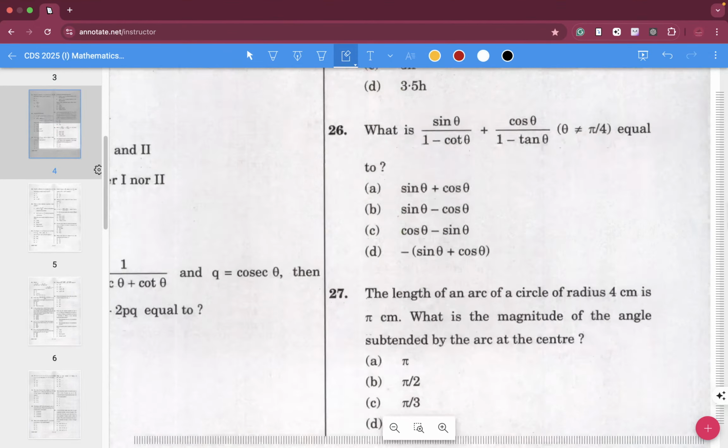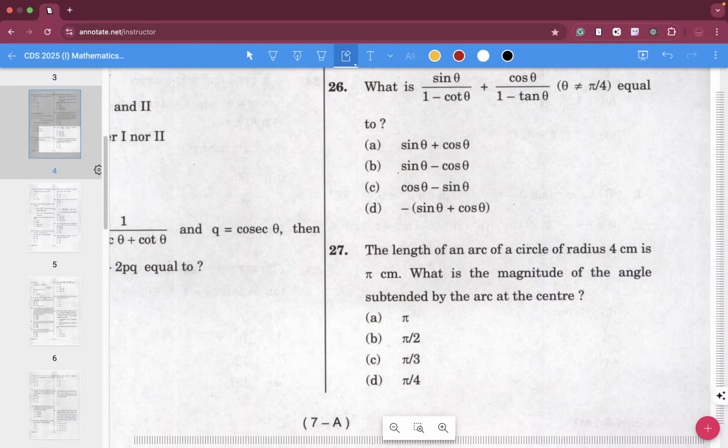In that case, they have given sin theta divided by 1 minus cot theta plus cos theta divided by 1 minus tan theta is equal to, what they have asked, and they have given theta is not equal to pi by 4, right? You can't take pi by 4. Why? Because you see your denominator will become 0, isn't it? Tan 45, pi by 4 is 45 degrees, isn't it? Tan 45 is equal to cot 45 is equal to 1. Denominator will become 0, so that's why we cannot take this value.